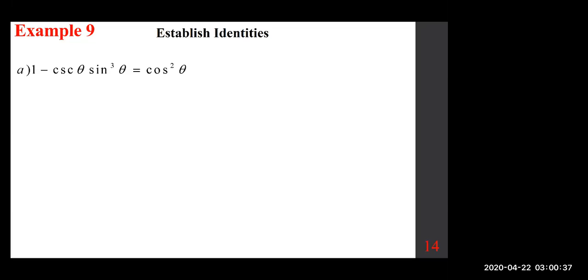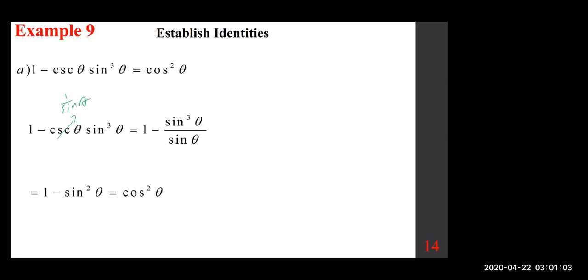So all you have to do, start with the left-hand side and replace the cosecant with what? 1 over sine. So if you replace this with 1 over sine, you get 1 minus sine squared. And that, everybody knows, is cosine squared. Sounds good, everybody? So I hope you see the pattern.